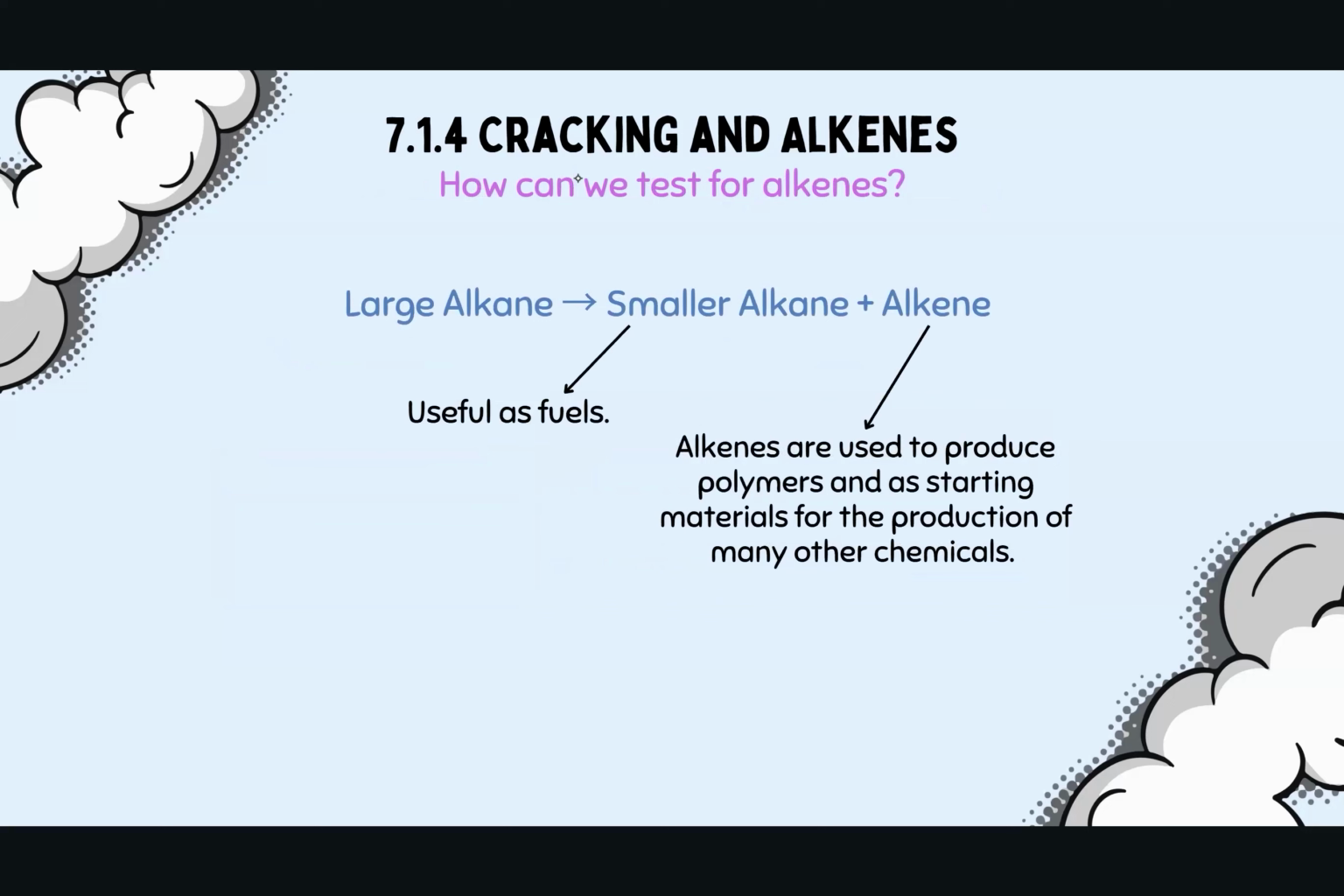Now, whenever we do cracking, we make two things. We make a small alkane and we also make an alkene. Now, small alkane is useful as a fuel, and the alkene can be used to produce polymers. So it can also be a starting material for the production of many other chemicals.